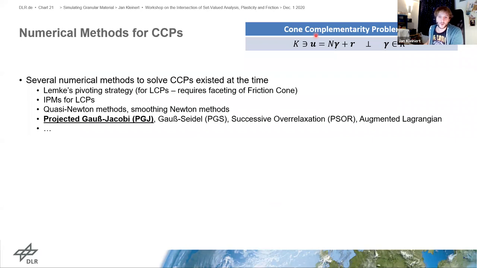So I put the cone complementarity problem on top here again. I just dropped the subscripts for better readability. And there were many options at that time. And I think for granular material, I don't want to go over all these. The most dominant one in the literature was the projected Gauss-Jacobi method.